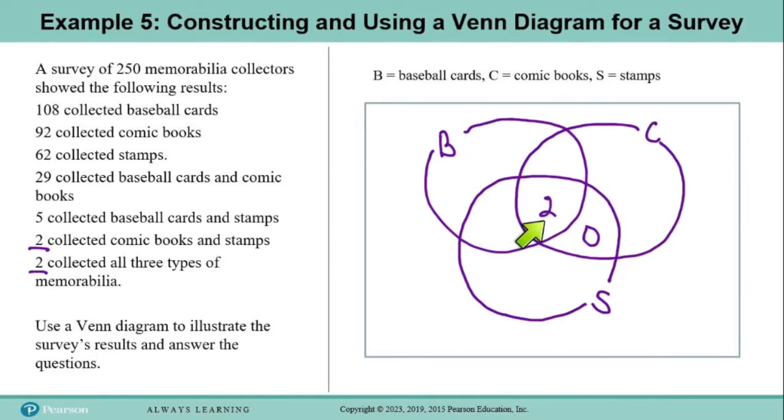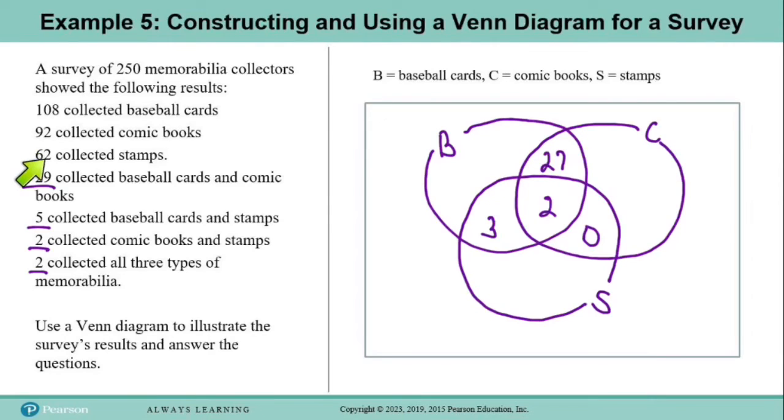Now 2 of them are already accounted for here. So 5 minus 2 is 3, and that leaves 3 for this region right here. The next piece of information says 29 collected baseball cards and comic books. So right here where the baseball card and comic book circles overlap, we're supposed to have a total of 29. 2 of them are already accounted for, so 29 minus 2 leaves 27 people for this other region.